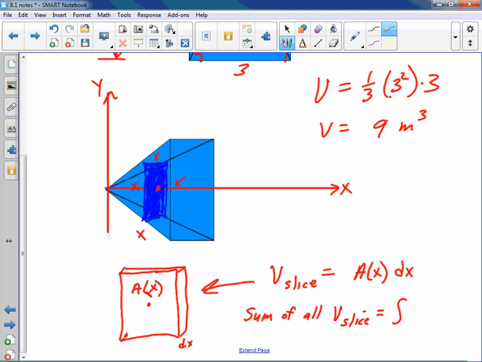So the integral of what? Of A of x dx, and from a to b, if a is here and b is out here somewhere. How sweet is that? This is powerful stuff. I can tell you're thrilled.